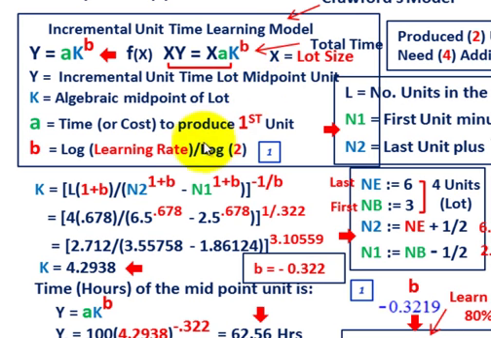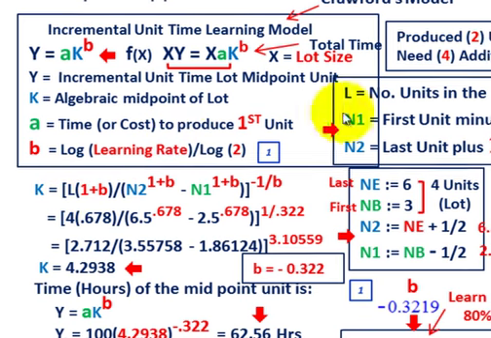What we have to do here is deal with this K. This is the key, this algebraic midpoint of the lot, and it becomes a somewhat complicated little formula to work with. But nonetheless, we have to understand what this is. So K equals, and let's just go through it.